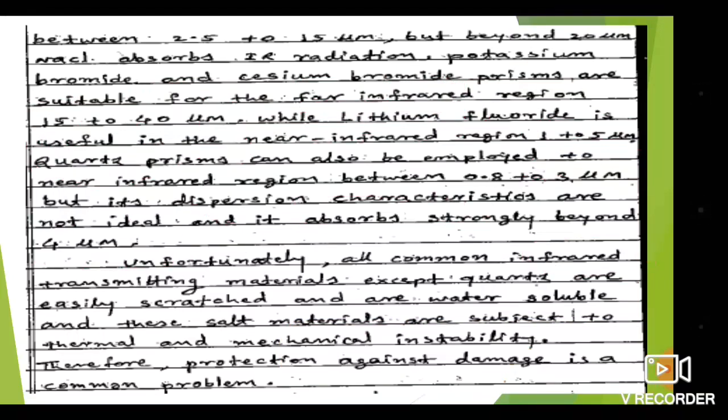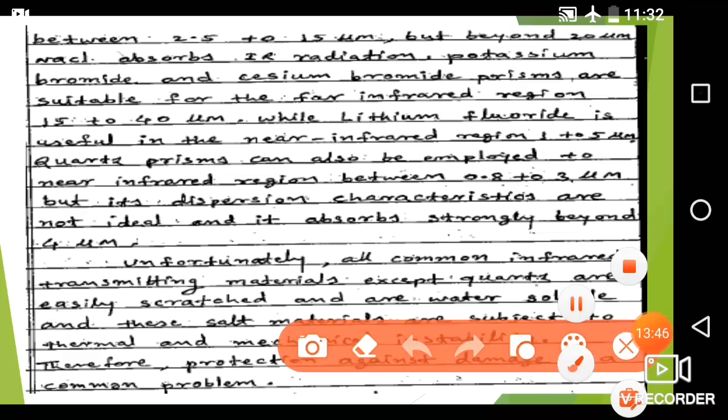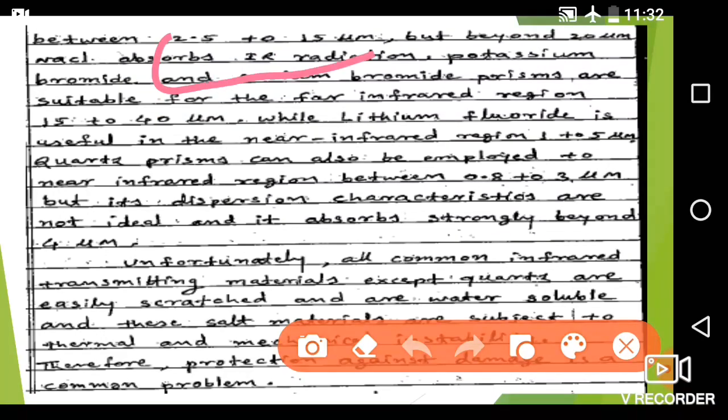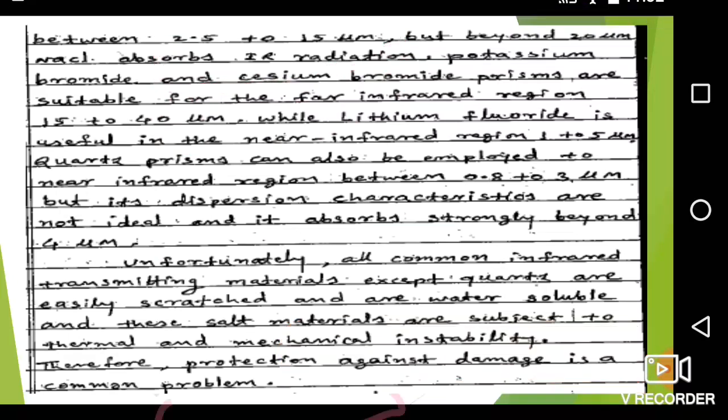And for the generally useful spectroscopic IR region, 2.5 to 15 micrometer, only NaCl is used for preparing the prism, so it is suitable for the IR spectrophotometer.